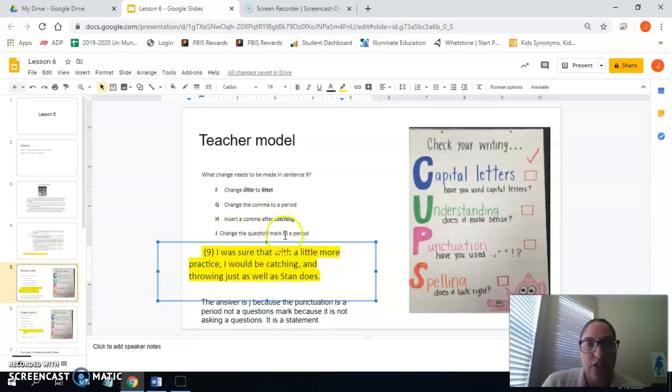So then, change the question mark to a period. So there's a question mark, period. So was it asking? I was sure that with a little more practice, I would be catching and throwing just as well as Stan does. Well, it's not asking who, what, where, why, or when. So this is J. The answer is J, punctuation, right? Because the punctuation is a period and not a question mark, because it's not asking a question, it is a statement. So that's why the answer is J.